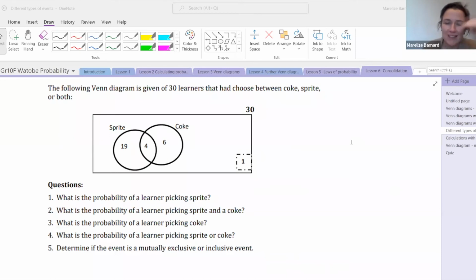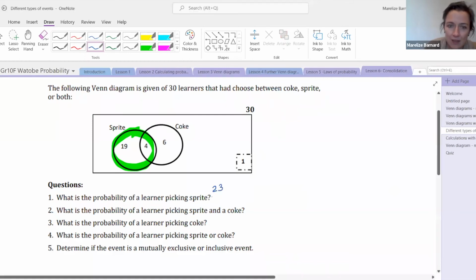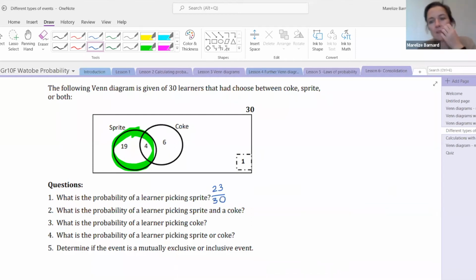People who like Sprite is everyone in the Sprite circle. The Sprite circle is this one here. Everyone who's in the Sprite circle are those people who like only Sprite and those who like both Sprite and Coke. So the probability of picking someone who likes Sprite is 19 plus 4, that's 23 over 30. So you had to count those ones who like both as well.